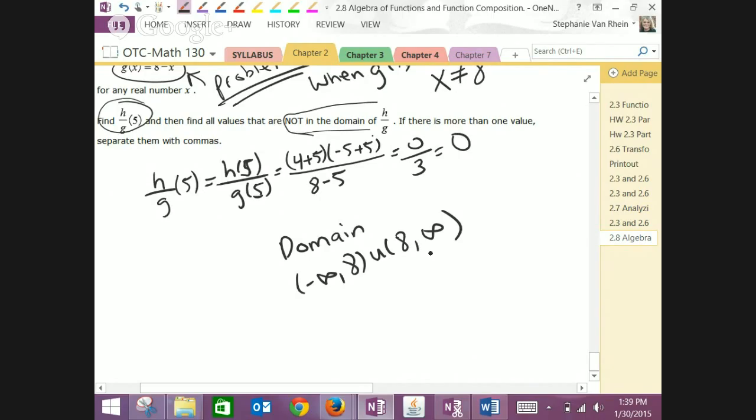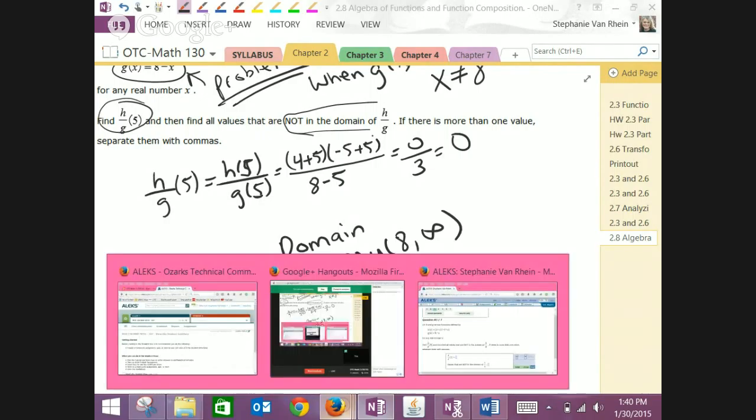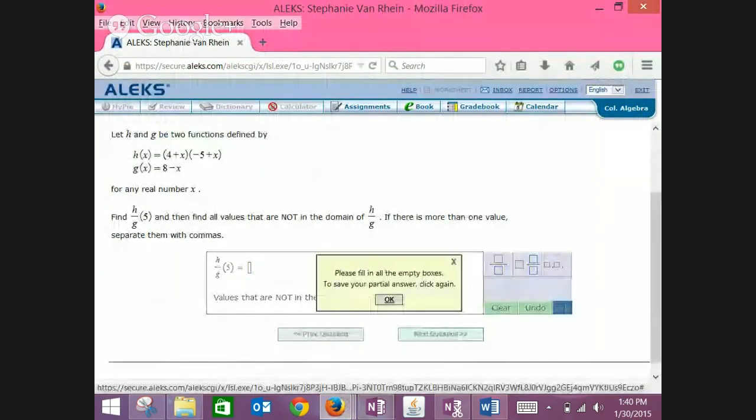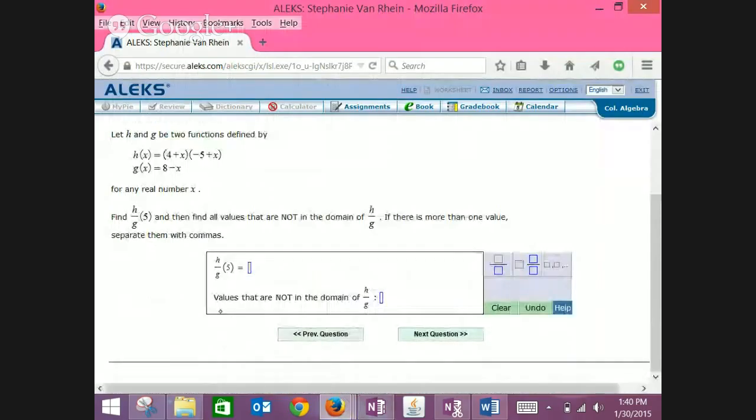Right? It's going to get more complicated when we talk about compositions, but for right now, it works the way you would expect it. You don't have to worry about domain and range when you're adding, subtracting, or multiplying. You only have to worry about it when you're dividing, and you only have to worry about the function that's in the denominator. You want to make sure that function can't be 0. So in this case, it just asks you to list the values that aren't in the domain. So you just write 8 there.